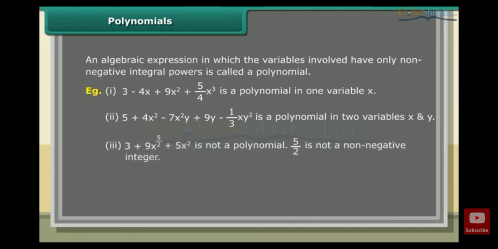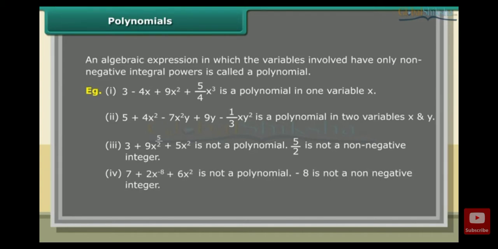3, 3 plus 9x raised to the power 5 upon 2 plus 5x squared is not a polynomial. 5 upon 2 is not a non-negative integer. 4, 7 plus 2x raised to the power minus 8 plus 6x squared is not a polynomial. Minus 8 is not a non-negative integer.